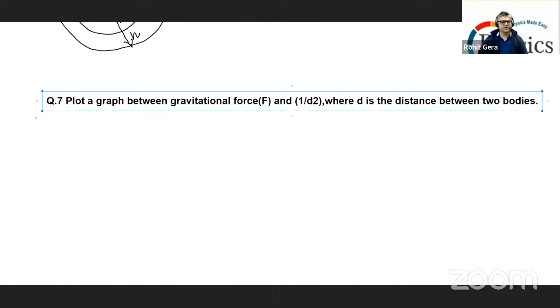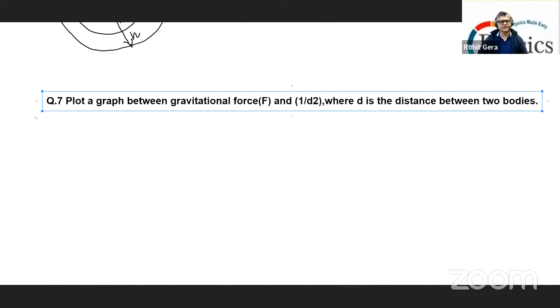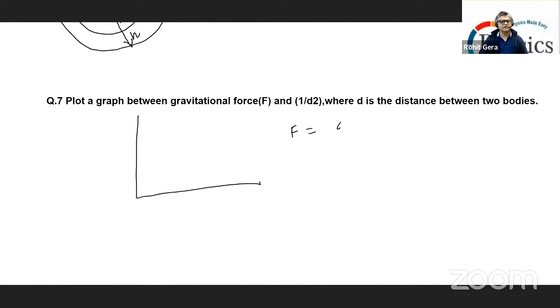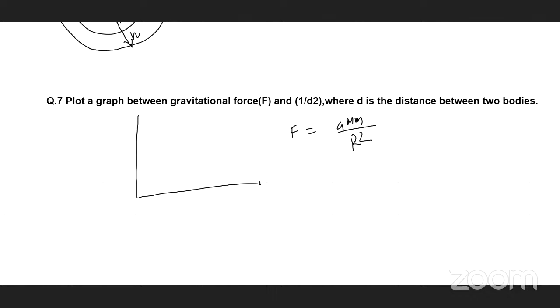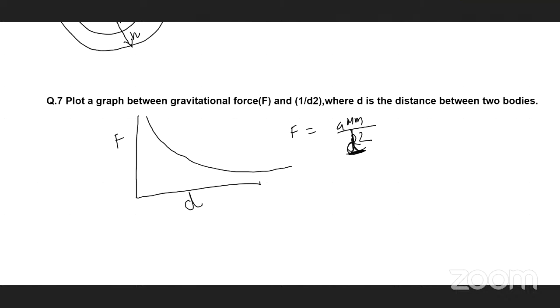d square is a distance, so radius is the distance, and F, how are they related to each other. ठीक है. क्या होगा ग्राफ? जनरल, it is nothing to do with acceleration, normal, ये पढ़ चुके हैं. F is equal to GMm by r square. Here r is the distance between them, right? d. So F versus d graph. ओके. As the distance will increase, the force will go down drastically.